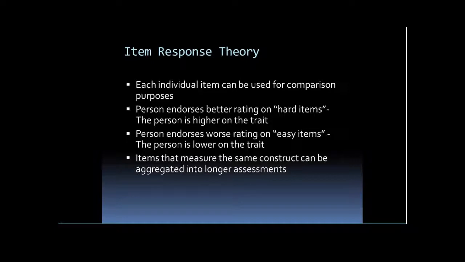So the difference here is if I endorse harder items, I'm higher on the trait. And if I endorse easier items, or like I'm fatigued all the time, I'm lower on the trait. And so IRT looks at the difficulty of the item, not just the total test. We'll go into this a little more. That's probably not immediately obvious what that means.